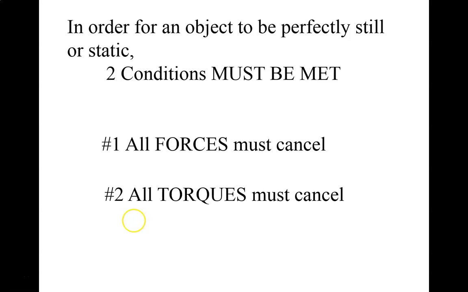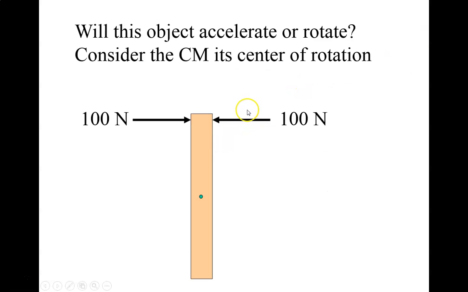In order for something to be perfectly static, there's two conditions that need to be met. One is all the forces on that object must cancel, and all the external torques on that object must also cancel. Okay, so we're going to look to see whether or not forces cancel and if torques cancel, if something is going to accelerate or rotate.